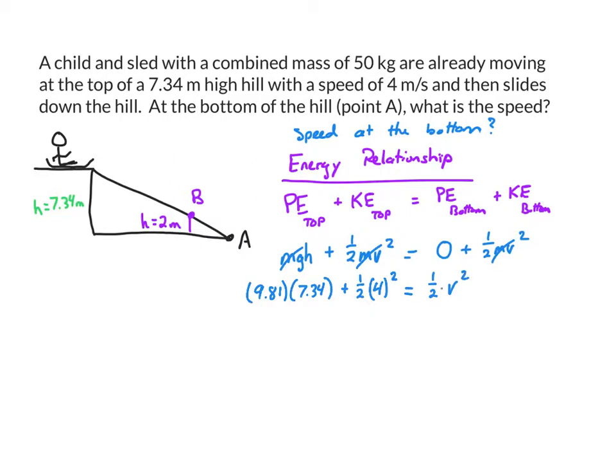Substituting in the remaining values, we can find the speed at the bottom of the hill, solving for the velocity at the bottom. And we end up with about 12.65 meters per second. So using the energy, we've just figured out how fast the sledder would go on a frictionless hill at the very bottom using our conservation of energy relationships.